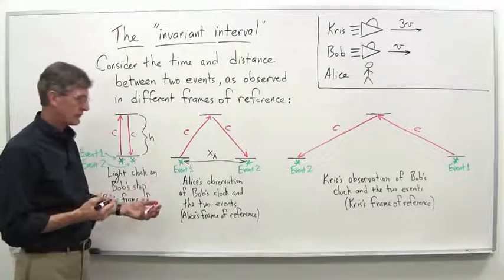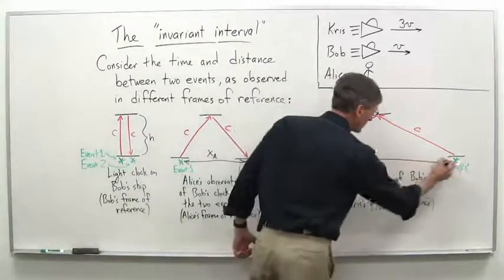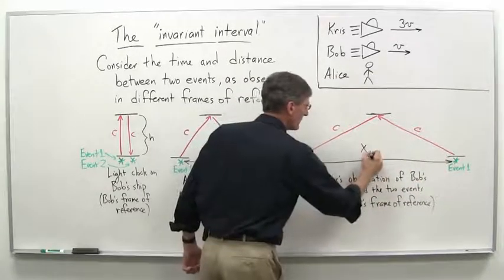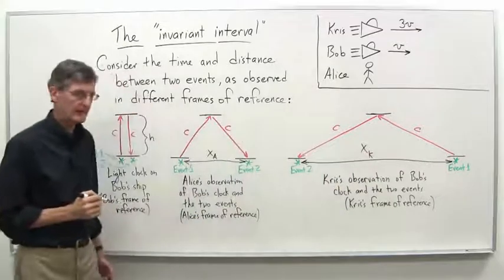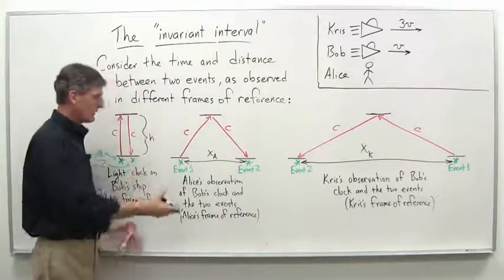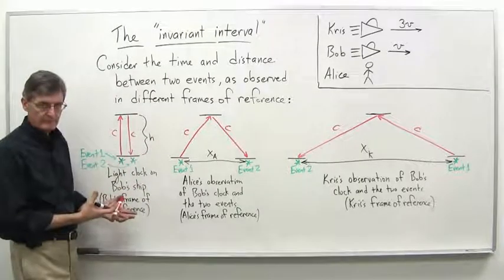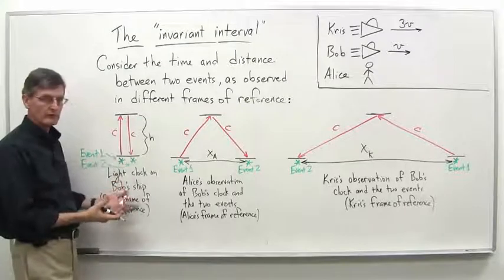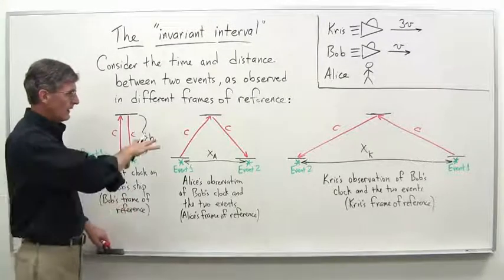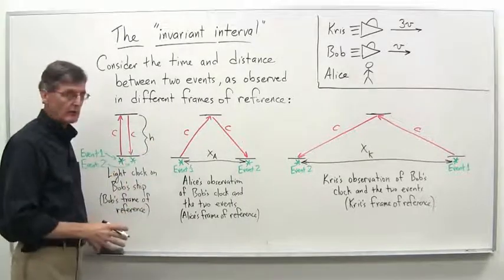And similarly for Chris, the distance between the two events in Chris's frame of reference, we'll say it's like this, x sub k. That's why we want Chris with a k, not a c, because it might get confusing with the speed of light there. So x sub k, x sub a. We could also define x sub b, which would be 0. The distance between the events, as far as Bob is concerned, is 0. So that's the setup. We can clearly see they have different perspectives on those things.